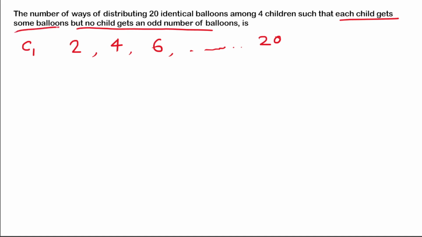There is a child which we will write as C1. What is the number of balloons that they can get? 2, 4, 6 till 20, right? Now, many of you will jump in and say that no, he or she can't get 20 because then others will get 0. And we have to make sure that no child gets an odd number of balloons or no child gets 0 balloons. Each child gets some balloons at least, right?